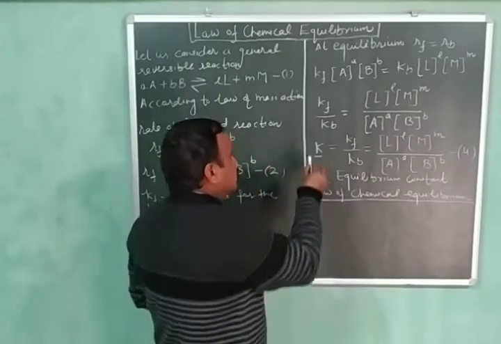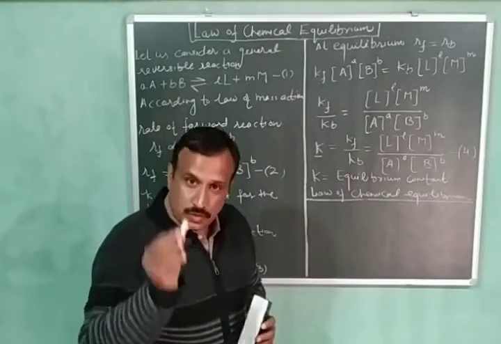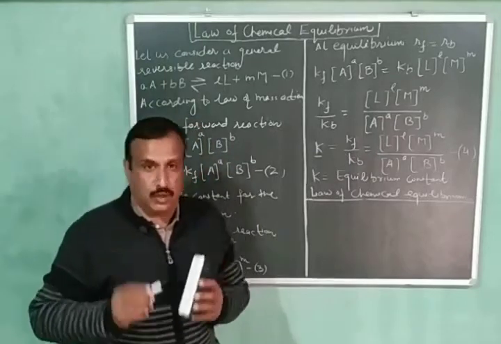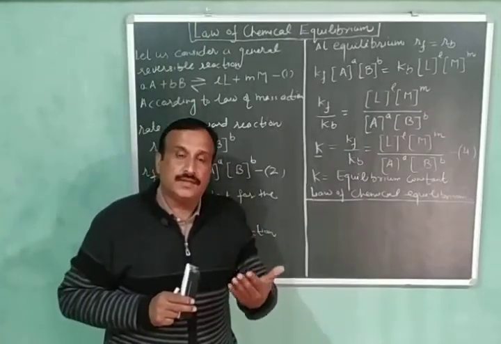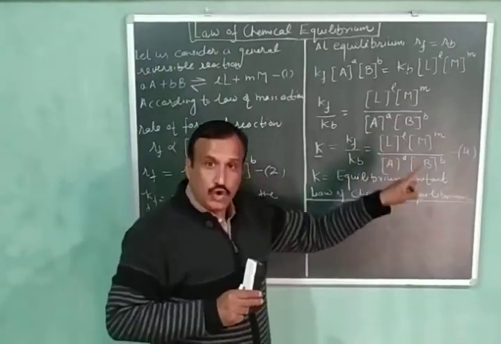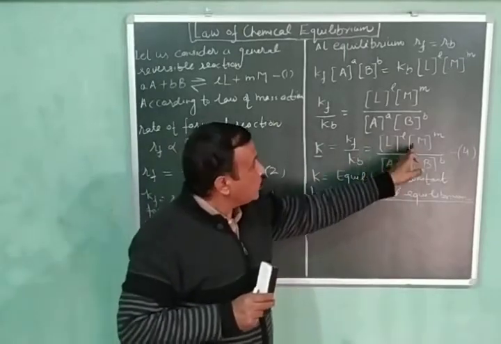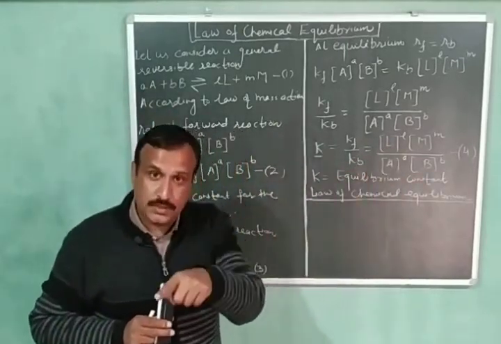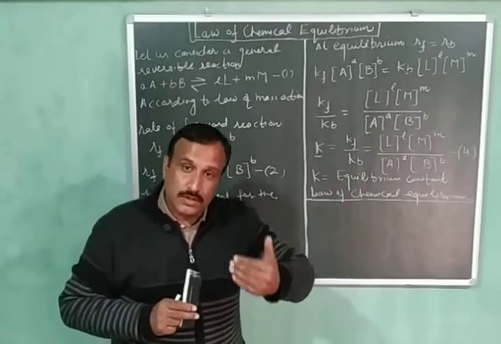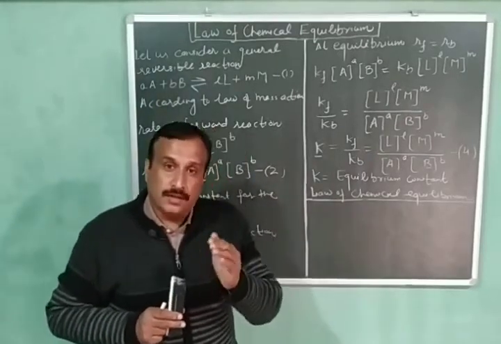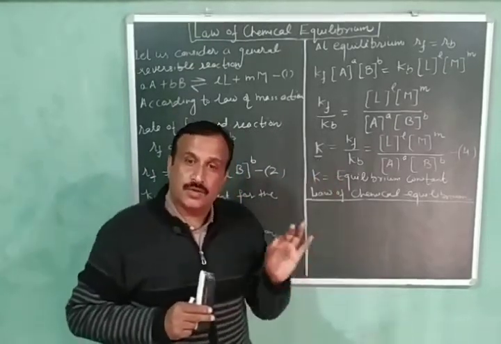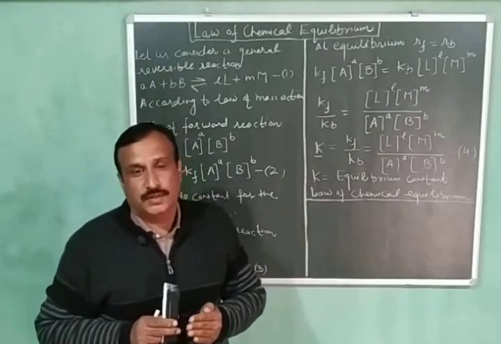Okay, so this K is called the equilibrium constant, and this expression number 4 is called the law of chemical equilibrium. So now let us define this law. According to this law, the ratio of the product of molar concentrations of products to the product of molar concentrations of the reactants, with each concentration term raised to the power of its respective stoichiometric coefficient, is constant, and that constant is called the equilibrium constant at constant temperature.